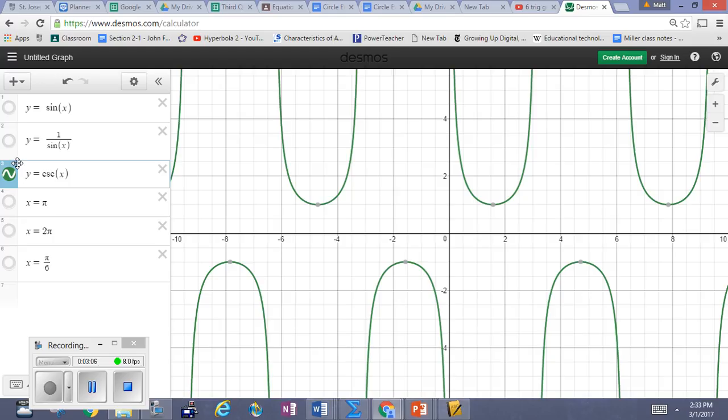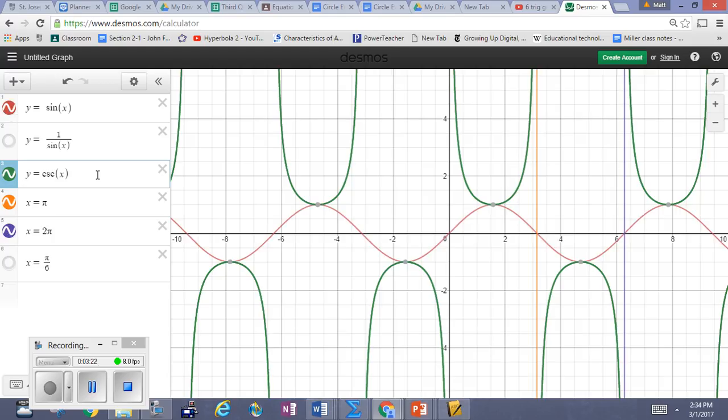Now, what also happens is we've got these periodic asymptotes. Here's my asymptote right here. Here's another one at 2 pi. Where do the asymptotes occur? Well, the asymptotes occur where the sine is equal to 0. So wherever the sine is equal to 0 is where my cosecant has its asymptotes.